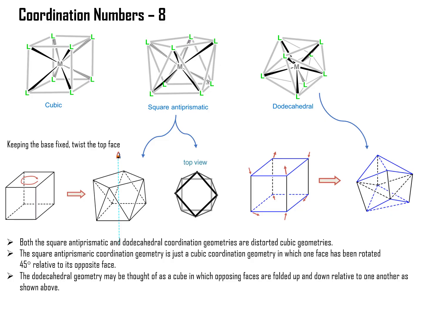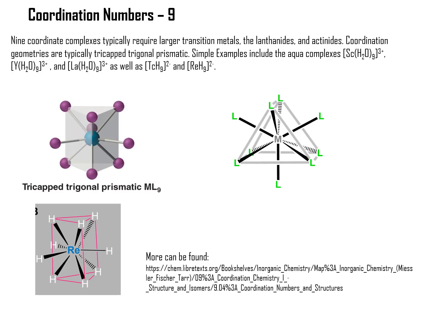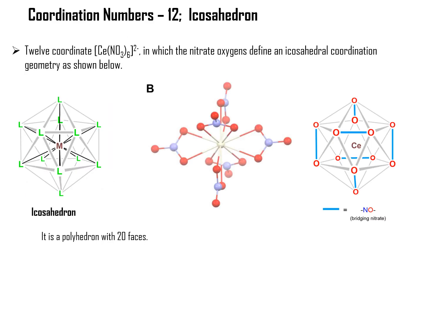Coordination numbers 7 and 8 have different kinds possible. Let's suppose 8: this eight-coordinate complex often shows square antiprismatic or dodecahedral geometry. Both can be viewed as distorted cubic arrangements. Also for 9, we can see the tricapped trigonal prismatic structure, ML9, and also for 12, the icosahedron.